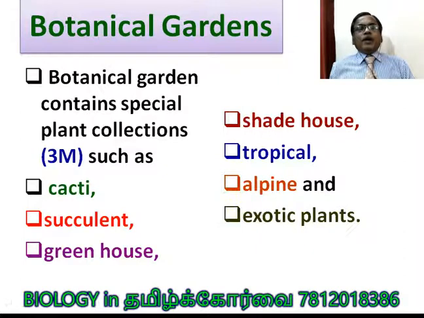Botanical gardens contain special plant collections. So what are the plant collections in a botanical garden? This is a 3-mark question. Cacti, succulents, greenhouse, shade house, tropical gardens, alpine gardens, exotic plant gardens. So these are the list given, but I would like to give some explanation for it.